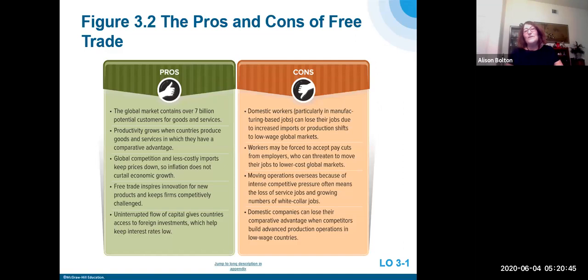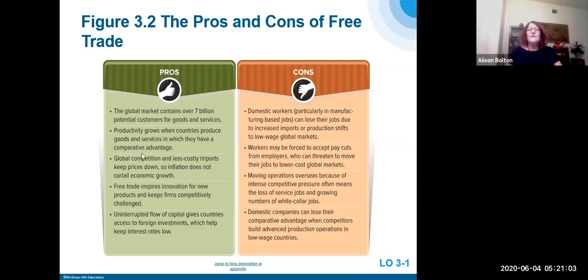So we look at the pros and cons of free trade. Over here on the left are the pros, and it's very important to look at these and understand them. Let me make sure my mouse is out here for you so you can see things.